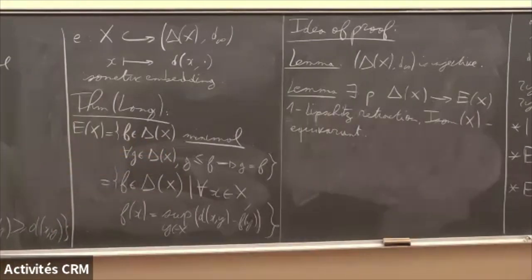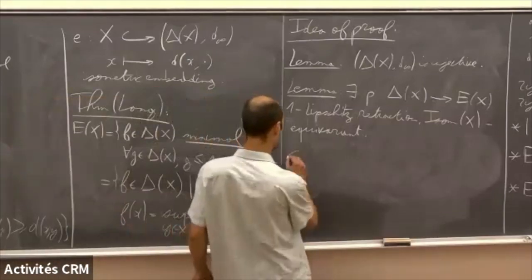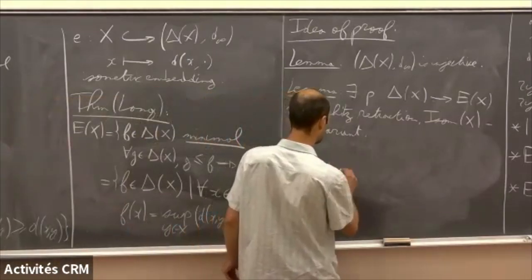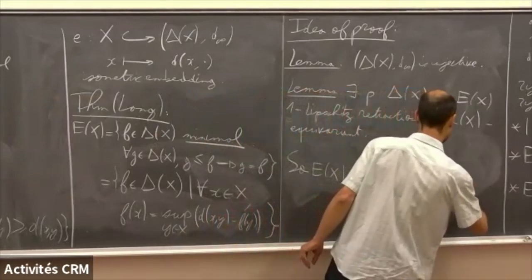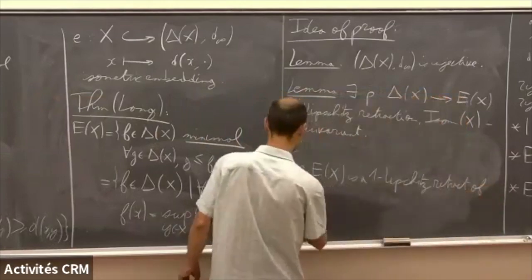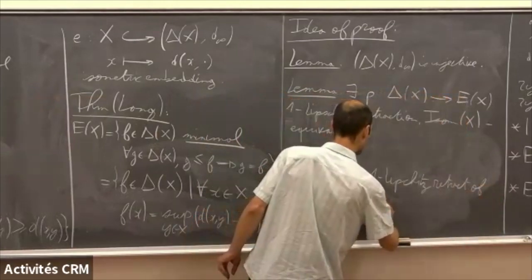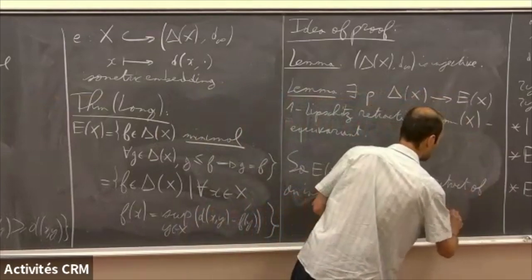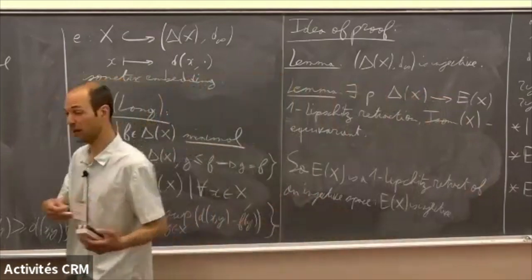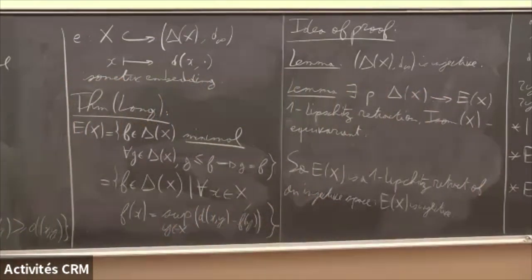Now, P(X) is a one-Lipschitz retract of an injective space. So from this we get that P(X) is injective. This is quite immediate if you take the definition of injectivity as extension from a one-Lipschitz map from A to X, trying to extend to a map from E to X.